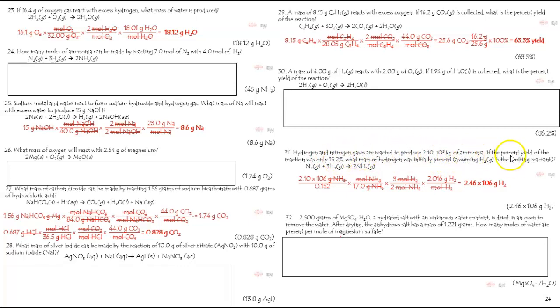Okay. Well, what we'll do is we'll find out what the theoretical amount was. If the percent yield of the reaction was 15.2%, how much hydrogen was initially present? Why don't we find out how much hydrogen is present in theory, and then we'll scale it up to the 15.2%, right? So there's our 2.1 times 10 to the 6 grams of ammonia, right? In other words, there's 1,000 grams in a kilogram, so aren't I cute? That should be an exponent there.